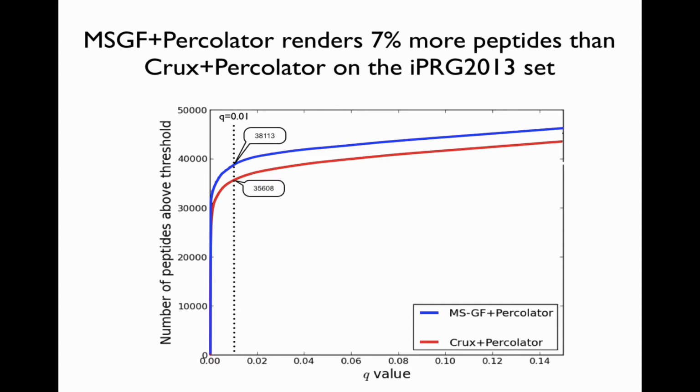So at the 1% false discovery rate, we find 7% more peptides than with MSGF+. We're pretty happy about that. We thought that the Sequest Percolator or Crux Percolator would be very hard to beat before, but the new combination with MSGF+ actually renders many more identifications.